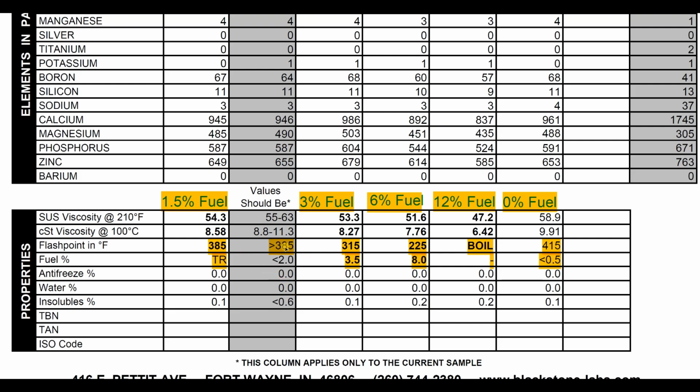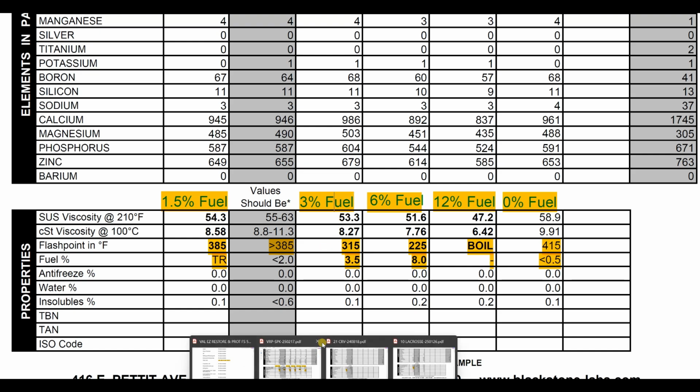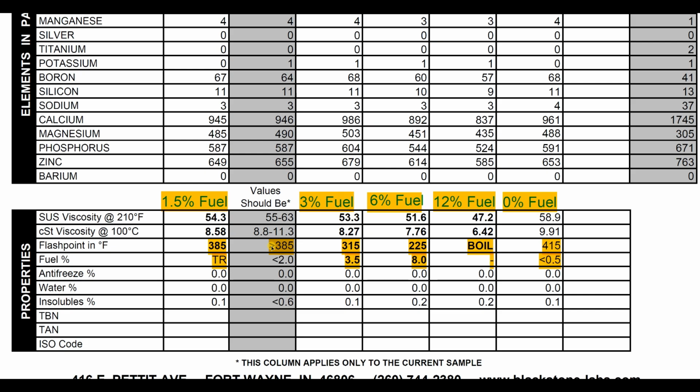So they use this right here to subtract the flash point value from that and then calculate your fuel percentages. For example, if you look here, if you subtract 315 from 385, that is a 70-degree difference. So you divide 70 by 20, that's 3.5. That means you have 3.5% fuel dilution, and that's for the 3% example there. So if you change this number here to 394 or some other number, will it really make a difference? Well, it's the same argument as if you change the actual multiplier value.